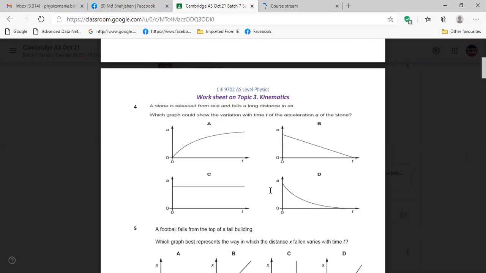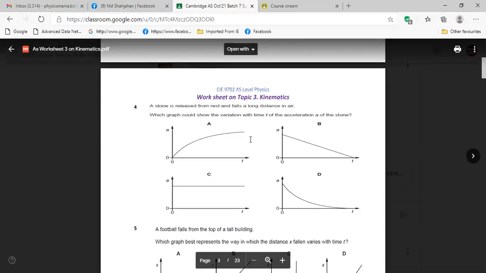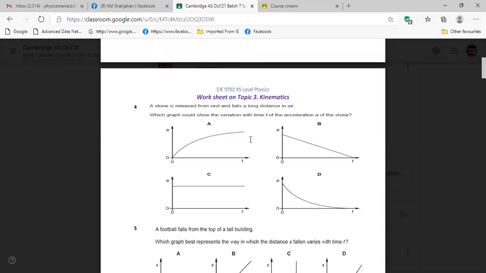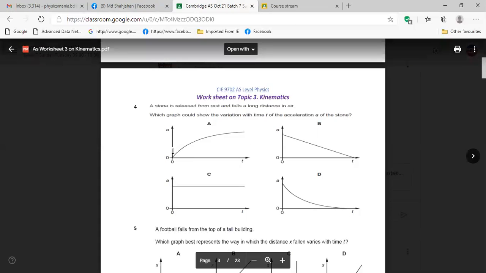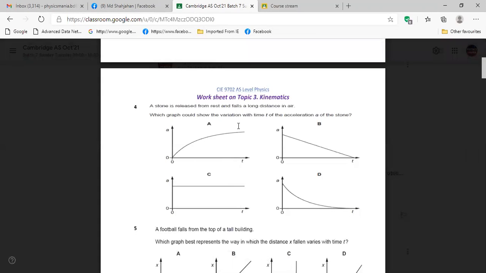Sir, A. Wrong. Acceleration is increasing here in A. But if it is air resistance, acceleration will decrease gradually, and it will come to zero, right? You are comparing with the velocity time graph. That's why you got A, right? It is an acceleration time graph. Now you understand? Yes, sir. So here it's coming to zero. Acceleration decreases gradually and it comes to zero.